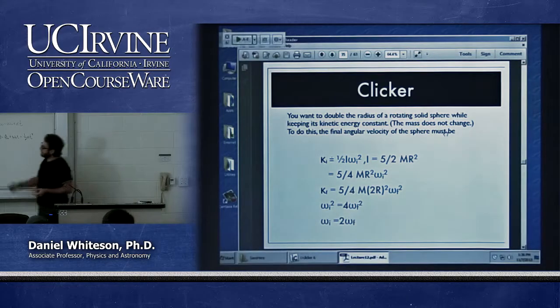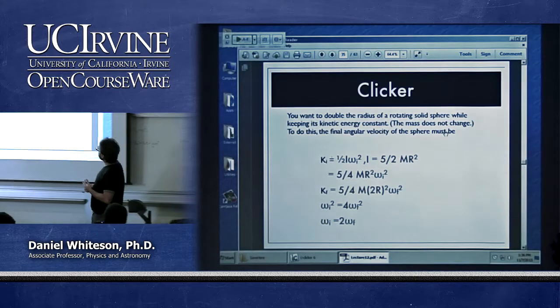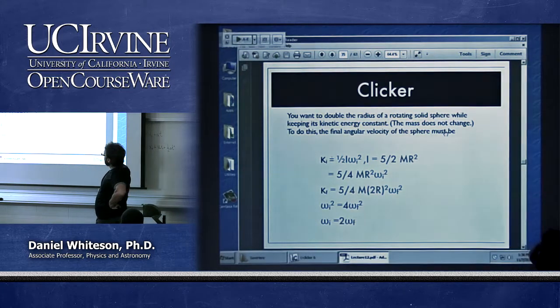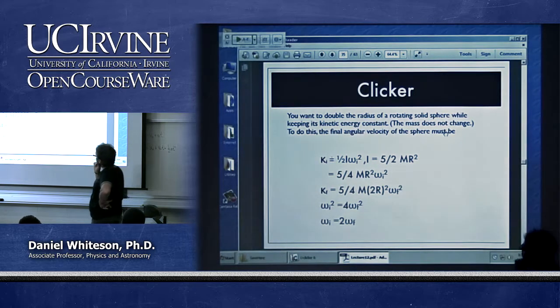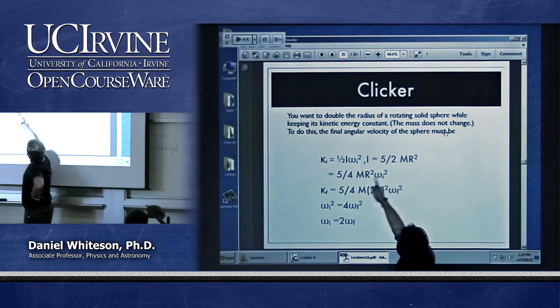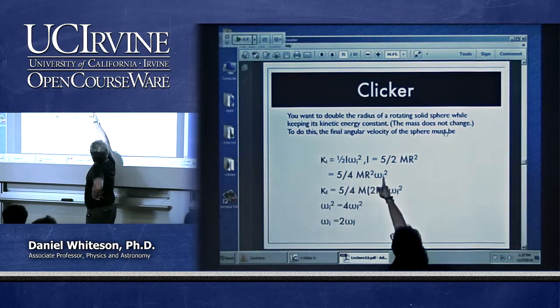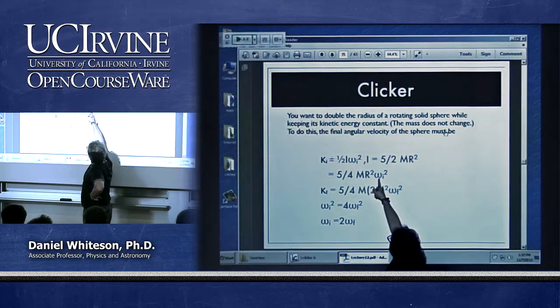So the kinetic energy is 1/2 I omega squared, right? In this case, I is 2/5 mr squared, right? That doesn't really matter because it's the same dependence for both cases. So you can plug that in, and you have mr squared omega squared.